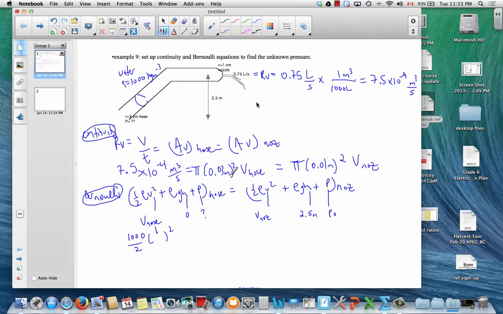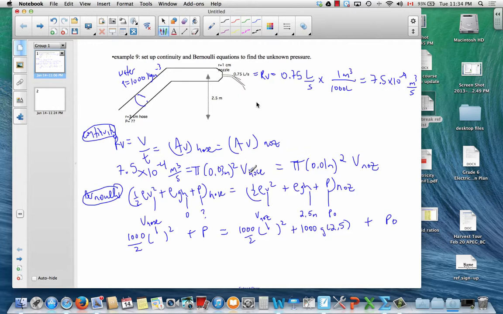So whatever the hose speed that you get here, you substitute in. Here's the unknown pressure. This term here is just 0, it vanishes. So whatever the nozzle speed was, whatever you get by solving this equation, equal to that, you put it in there. And then this is 1,000 g times 2.5 plus atmospheric pressure. So that equation can be solved for the unknown pressure. And that's how we will apply the continuity principle and Bernoulli principle.